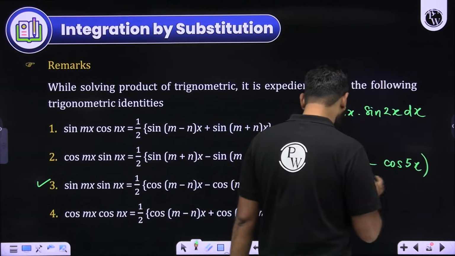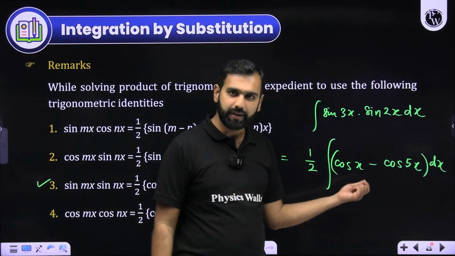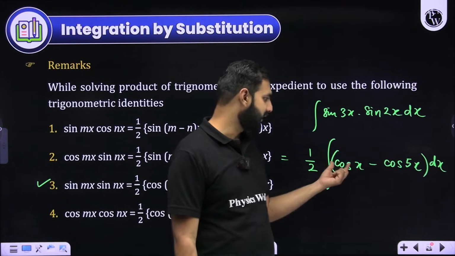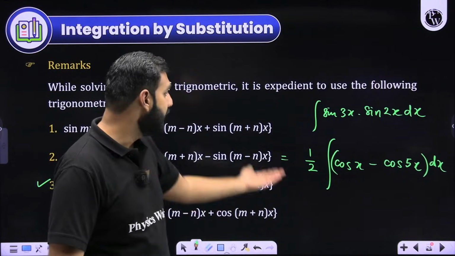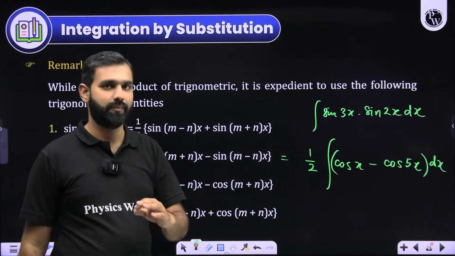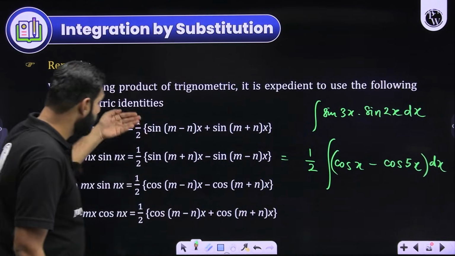And now most of you must have realized, yes, the job is done, because integration can be split over addition or subtraction. So here I'll say integration of cos x minus integration of cos of 5x, which we know. And then I would be able to write it in the next step. So 2 steps it will take to solve this question if you know these identities.